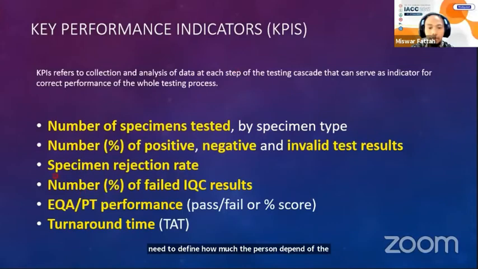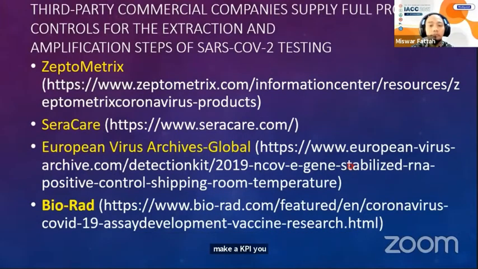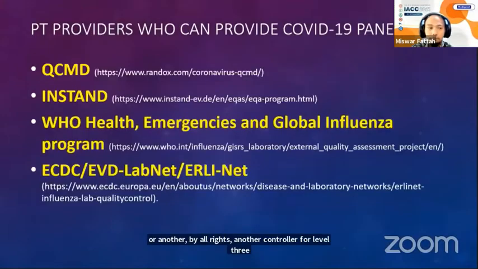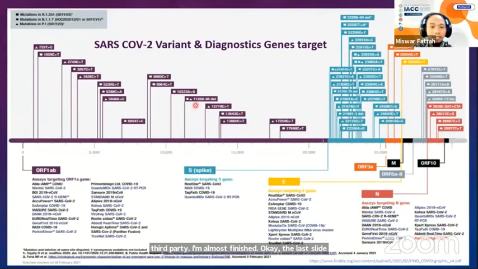And we need to make a KPI in our lab, like the number of specimens tested, depending on the dashboard. And we need to compare with external controls, especially for proficiency testing. Like in Indonesia, we collaborate with Lead Bankers, Cytometric, SeraCare, or other Bioret, other controls available as a third party. I'm almost finished. Okay, the last slide is related to variations. I have 5 minutes to close this presentation.